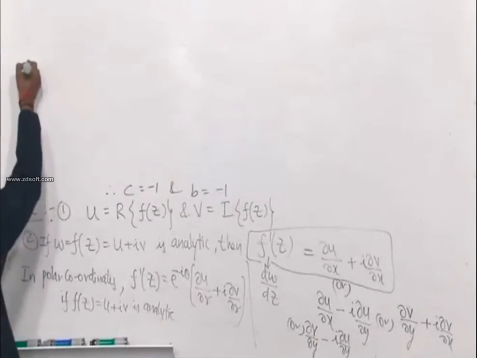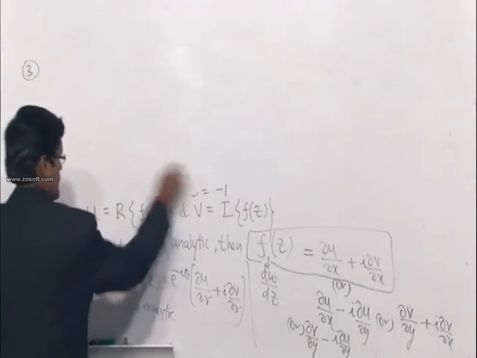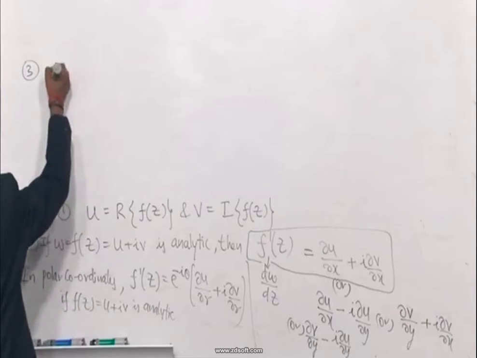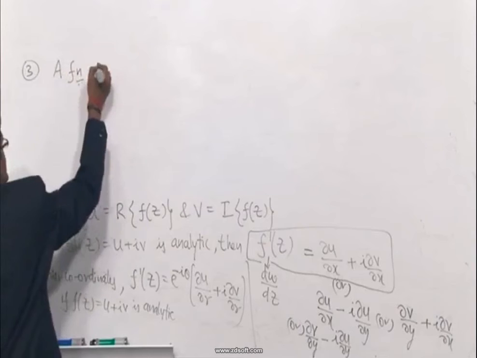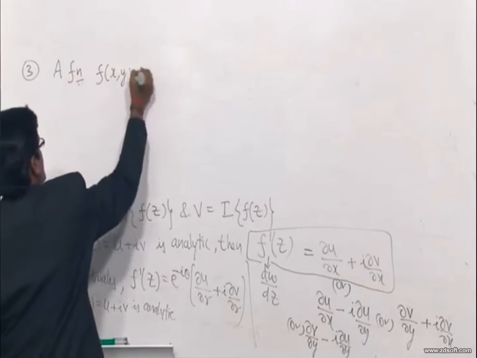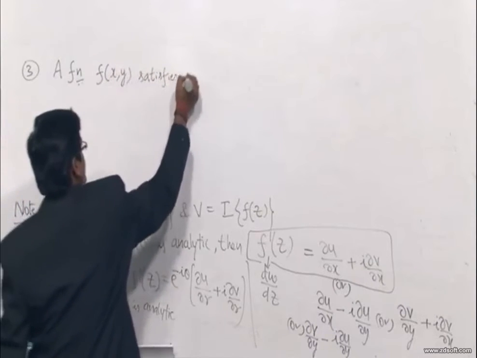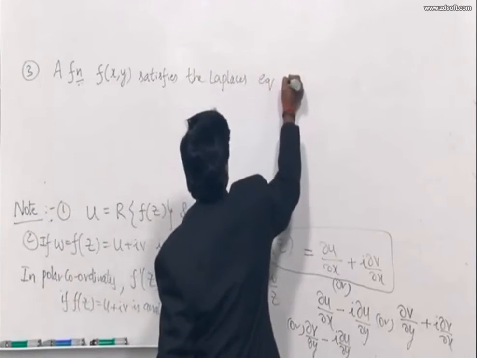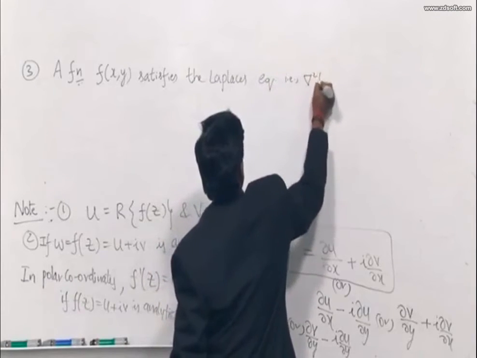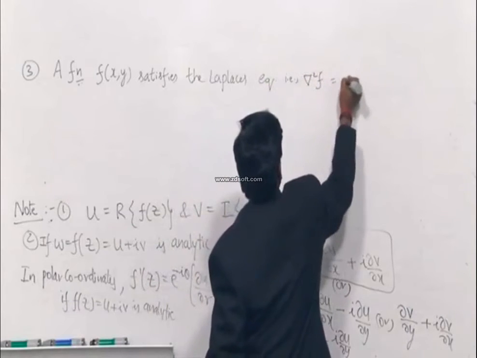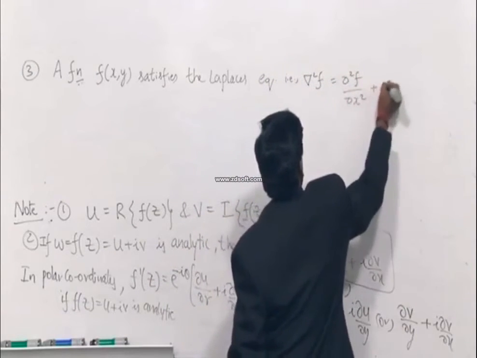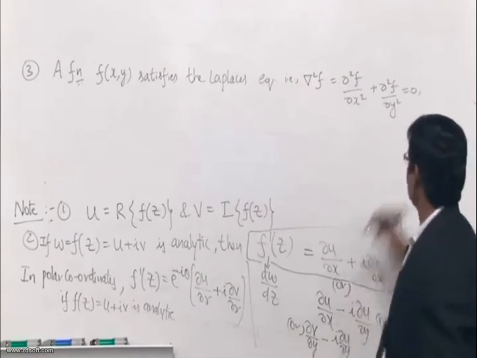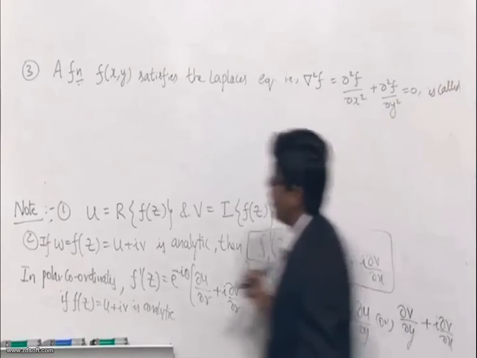Next, 3. A function f of x comma y satisfies the Laplace's equation, that is del square f, yesterday I had given the del square notation, is equal to dou square f by dou x square plus dou square f by dou y square is equal to 0, is called a harmonic function.